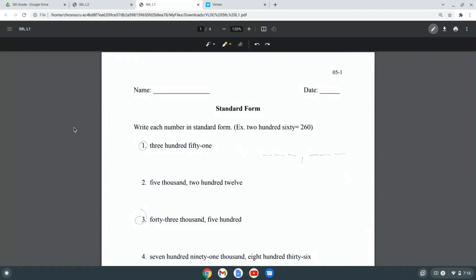Hello, today we'll be doing Ylog 5th grade worksheet lesson 1. Standard form. Write each number in standard form, and here's an example.